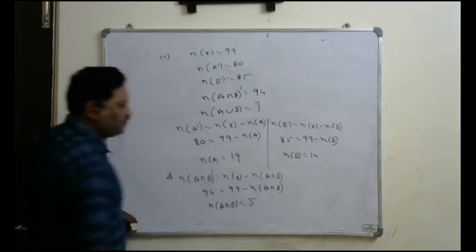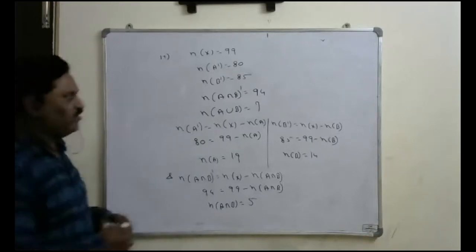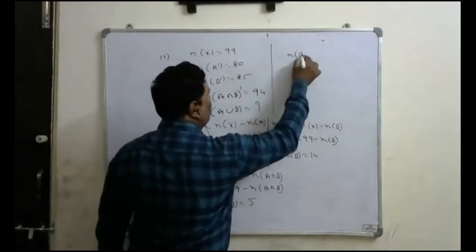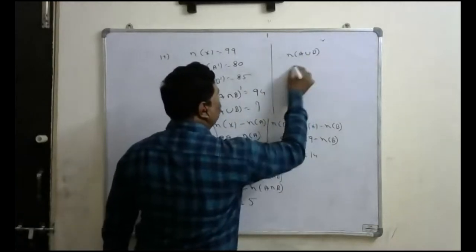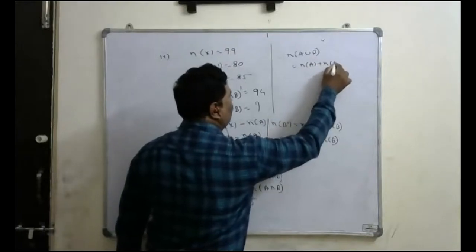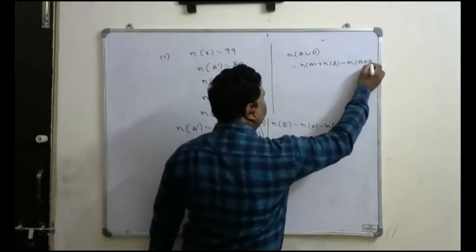So the number of elements available in both A and B is 5. Now I want to find n of A union B. We know the formula: n of A union B is equal to n of A plus n of B minus n of A intersection B. That is the formula, we know it.